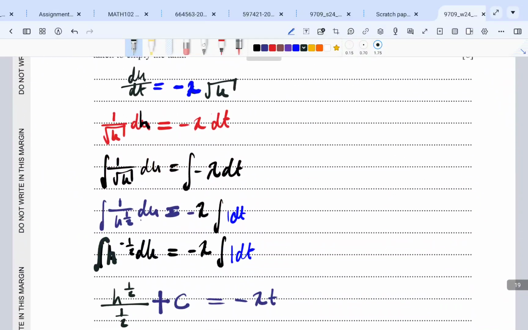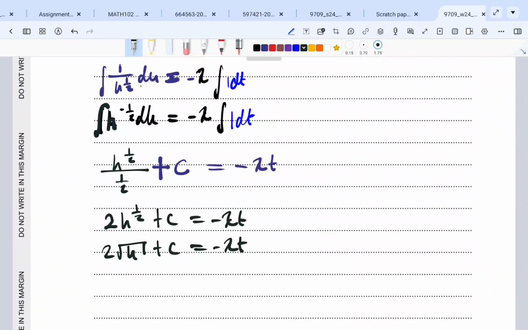Okay, so yes, we're continuing with that. Look, here we have this. Now we have to find our c. We've done everything. We've done the integration.